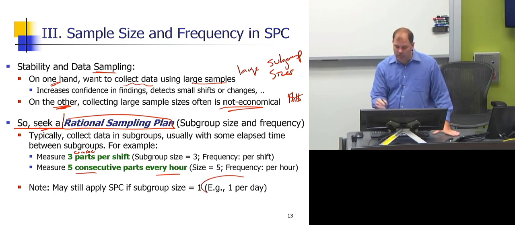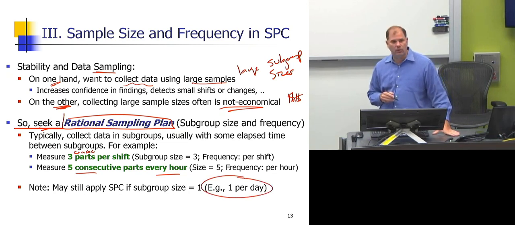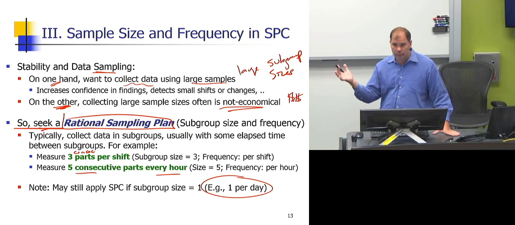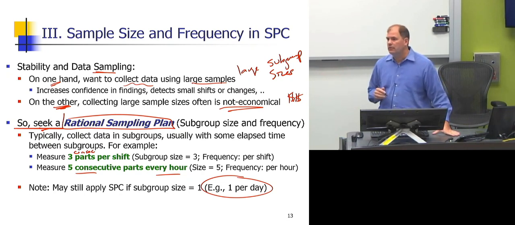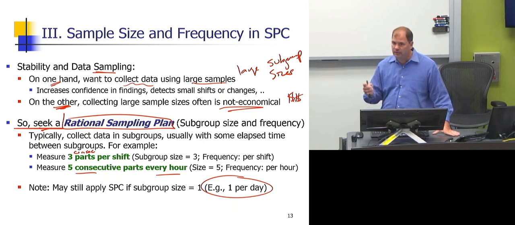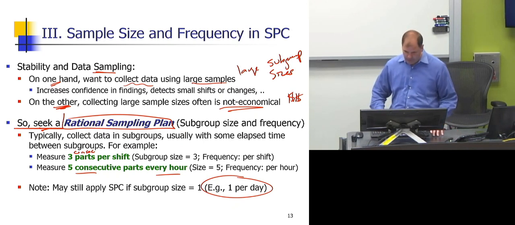Sometimes I may decide to only measure 1 per day, or maybe 1 per month. This could be fine, kind of depends on how much change is happening. If I measure 1 per day, the subgroup size is 1, and the frequency is per day.